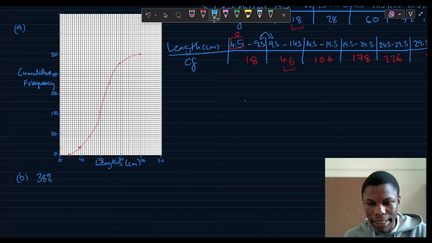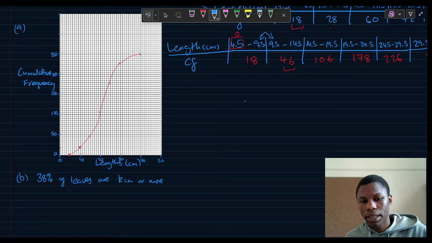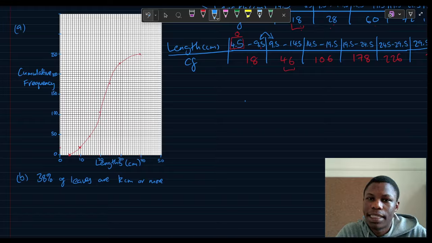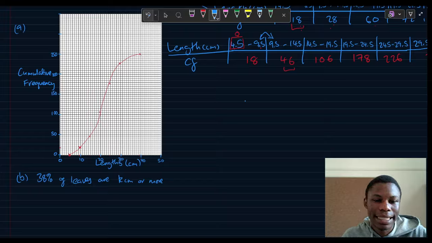38% of these leaves, failing to spell leaves at my big age, leaves are length k centimeters or more. All right. Use your graph to find an estimate for k. For questions like these, you'll find that it's easier to read less than on your cumulative frequency graph.